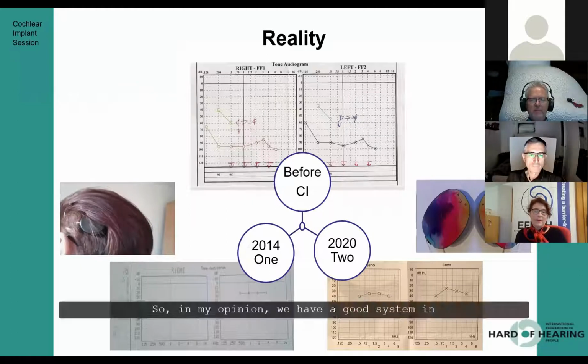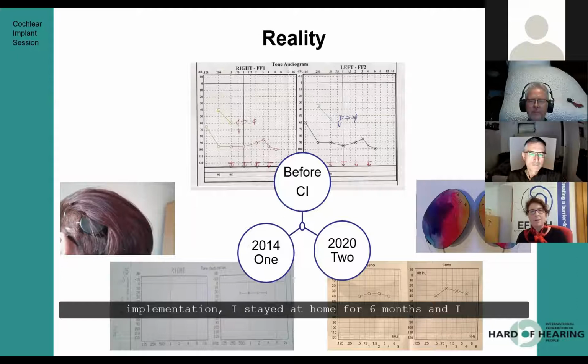So, now, in my opinion, we have a good system in Slovenia. From the first idea of a cochlear implant, it usually takes 1 year for an adult to get an implant to the rehabilitator. We have a well-organized sick leave, well-arranged fittings of cochlear implants. After first implantation, I stayed at home for 6 months.